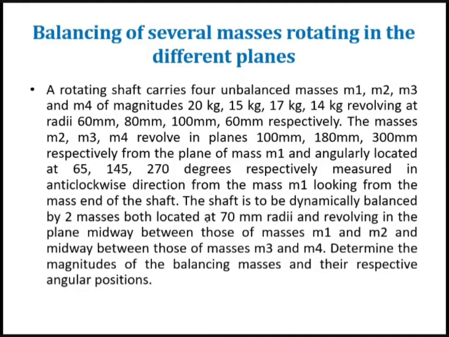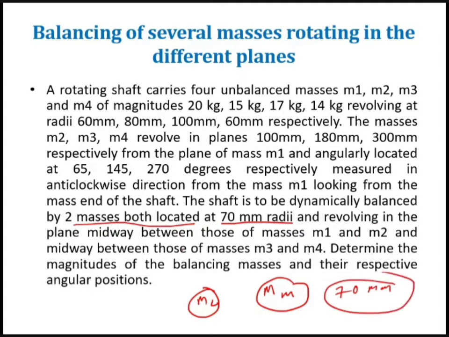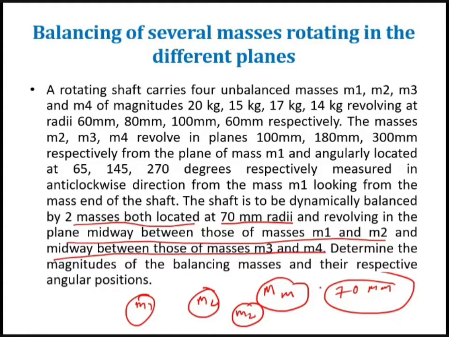The shaft is to be dynamically balanced by two masses. Okay, so now to balance this system, you have to use two masses. Let us say ML and MM are the two masses which are located at 70 mm radii. So both are located at a distance of 70 mm from the axis of rotation of the shaft and revolving in the plane midway between those of masses M1 and M2. Means what? This ML is between M1 and M2, exactly at the center of M1 and M2, and MM is midway between masses M3 and M4. So this MM is between M3 and M4.